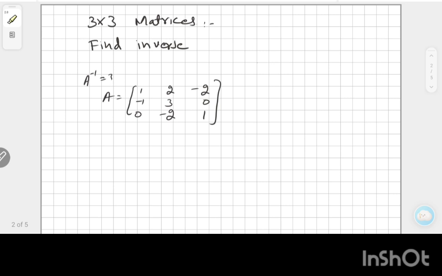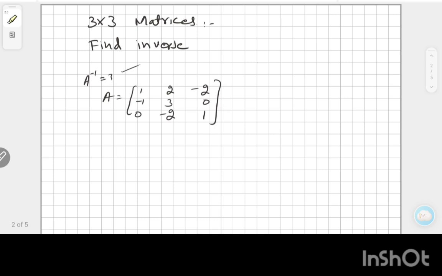Today we have a further maths topic. We have discussed the 2 cross 2 matrix, whose order is 2, and how we get the inverse. Here the question is regarding 3 cross 3 matrices. Its order is 3 cross 3 and we have to find A inverse. The question is that A equals 1 2 minus 2, minus 1 3 0, 0 minus 2 and 1, and how we find the inverse.